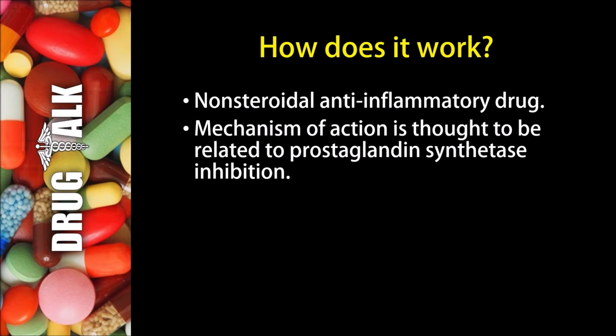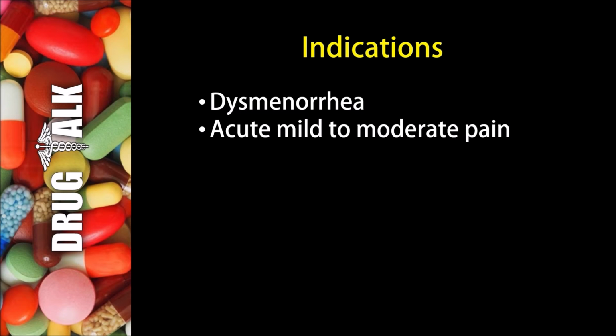So how does Ponstan work? Well, first of all, it's a non-steroidal anti-inflammatory drug, or an NSAID, and its mechanism of action is thought to be related to prostaglandin synthetase inhibition. Now, in terms of indications, we would typically see this medication prescribed during dysmenorrhea or painful menses, and it can also be used to treat acute, mild to moderate pain.